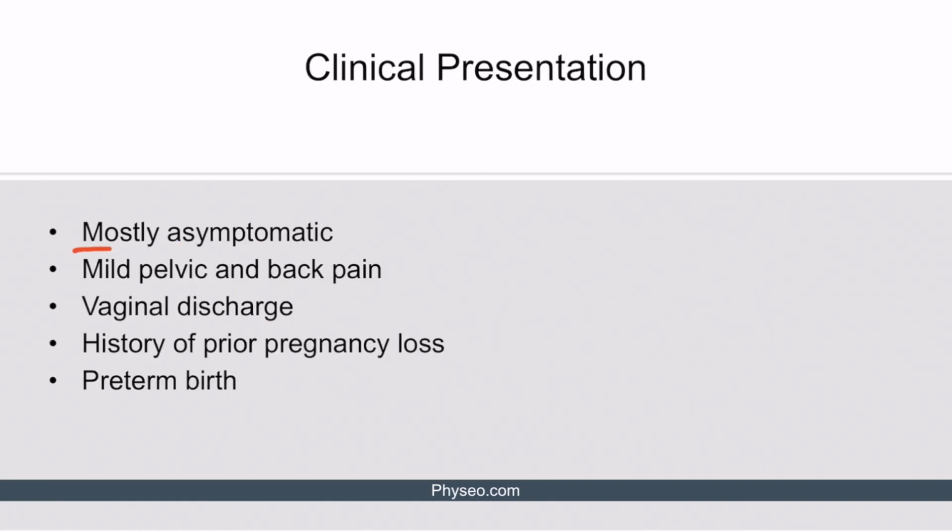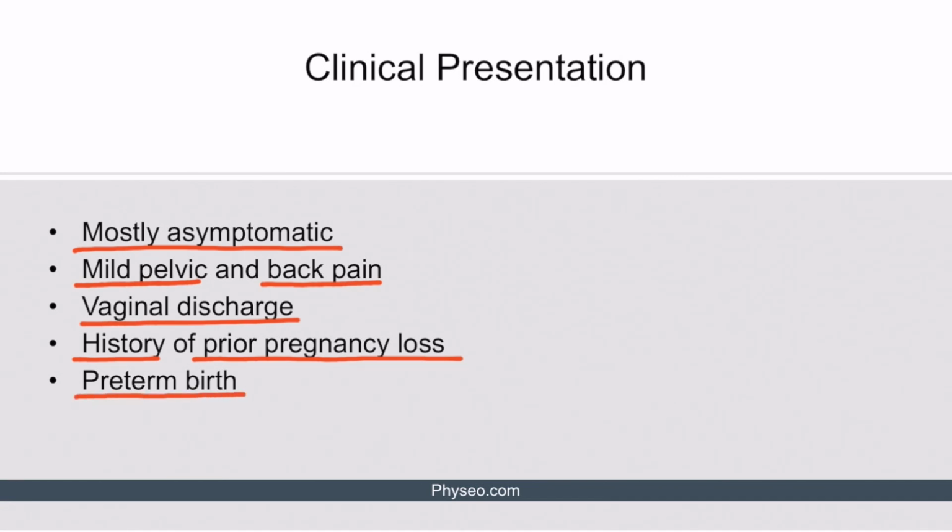Now, patients are mostly asymptomatic, which makes sense because, as we mentioned before, it's a painless dilation of the cervix. But some patients can actually have some non-specific symptoms like mild pelvic pain, mild back pain, and even vaginal discharge. And patients with cervical insufficiency usually have a history of prior pregnancy loss, and that could go undiagnosed. And as we mentioned before, that weakened and dilated cervix really puts your patient at risk of preterm birth, because you want that cervix to stay closed during pregnancy until it's time to deliver. If it doesn't, you've got this risk of preterm birth.